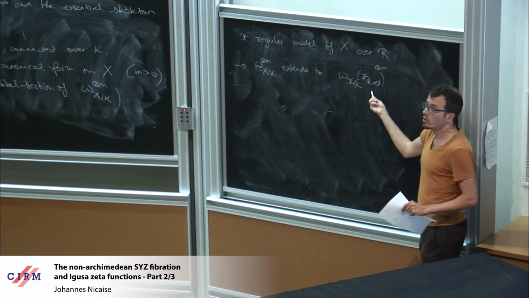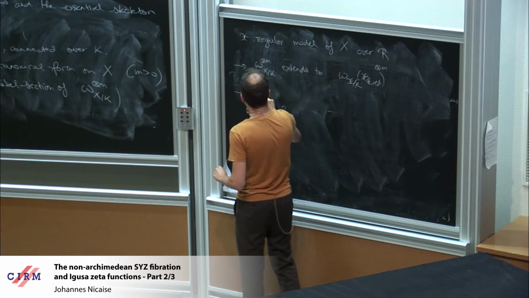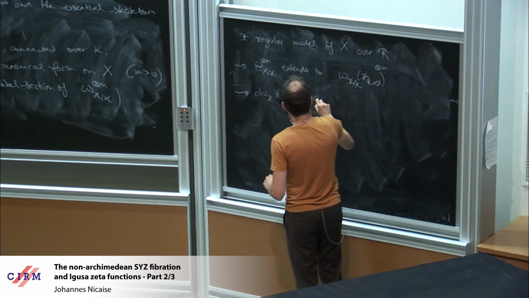So it's going to be a rational section of this guy. And so we can take the divisor, the Cartier divisor, associated to omega.